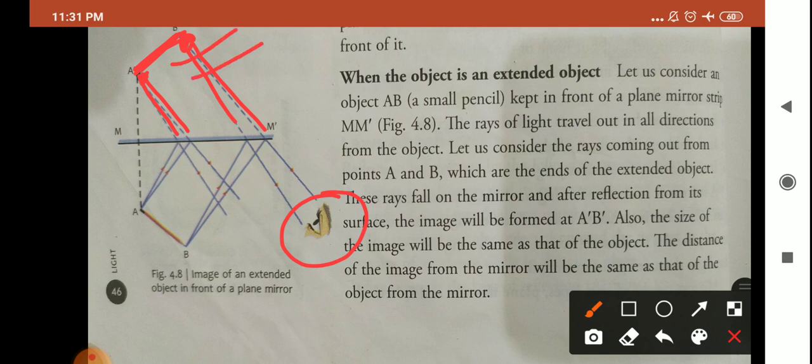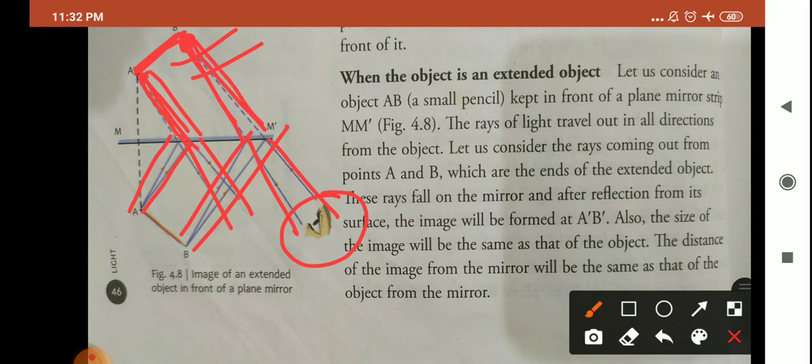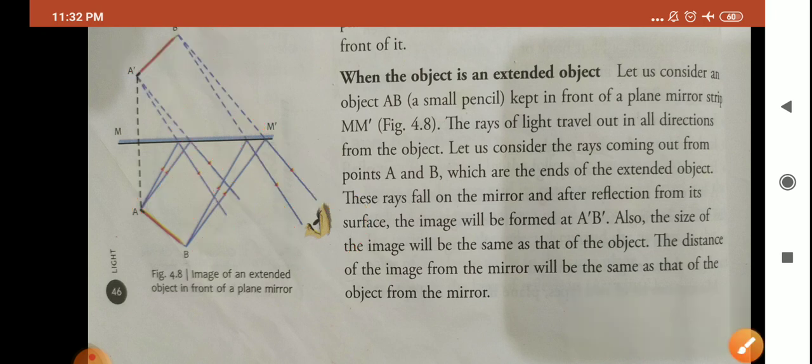So how is an image formed in a mirror? I hope children it is clear to you. For the pencil, see, we are taking two rays here, then they are going to reflect like this. Here also they are going to reflect like this, and when we extend these rays backward, they are going to meet at these points A dash and B dash, and there the image will be formed.